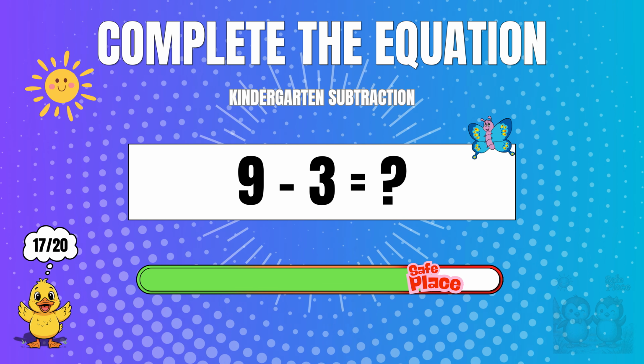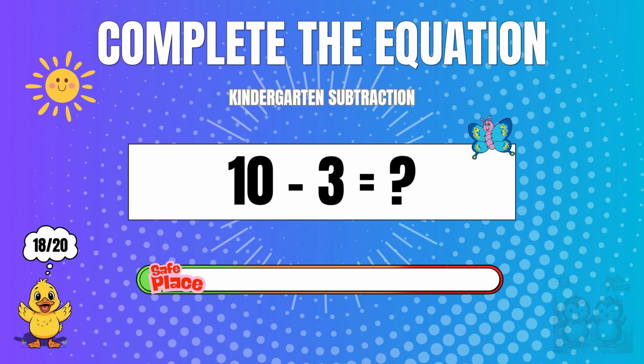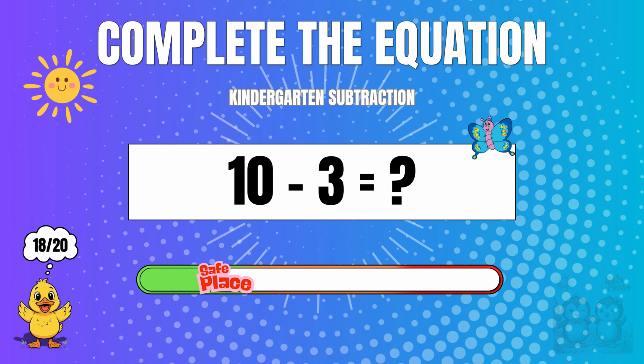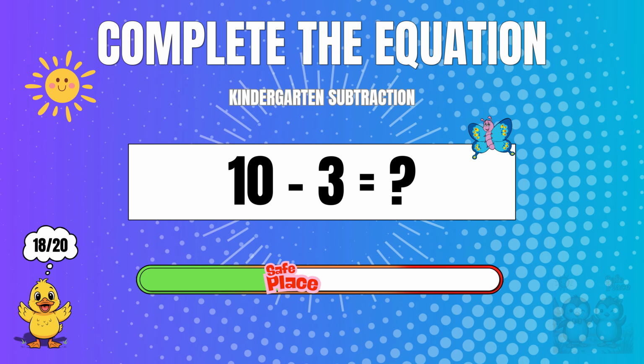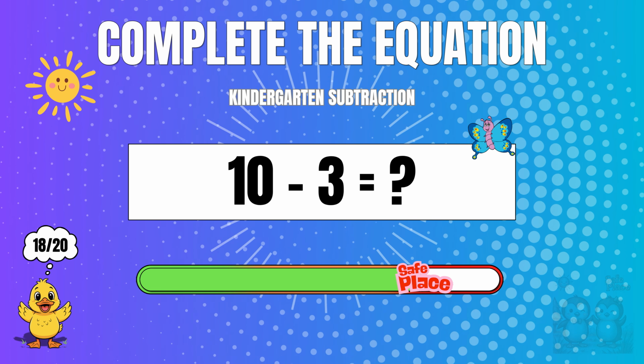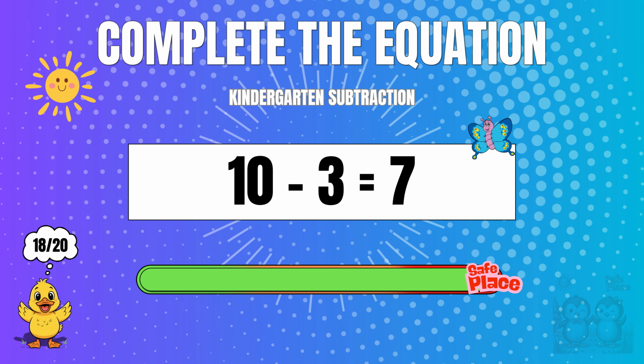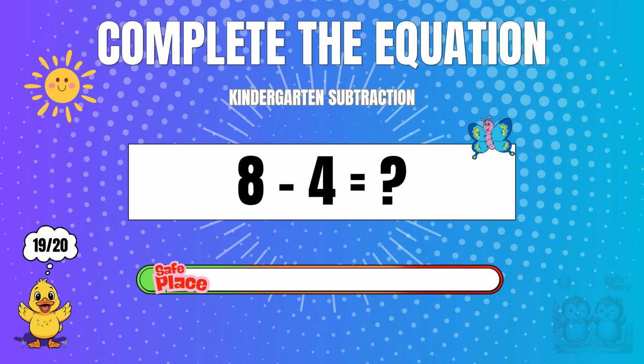Three, two, 1. Great. It's 6. What is 10 minus 3? Three, two, 1. Yes, the answer is 7. One more question. 8 minus 4?